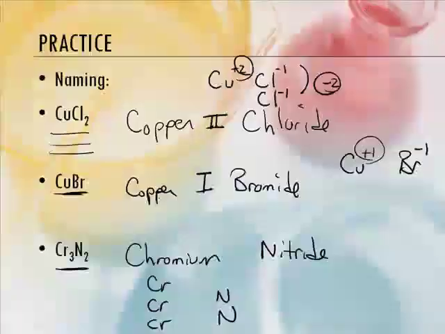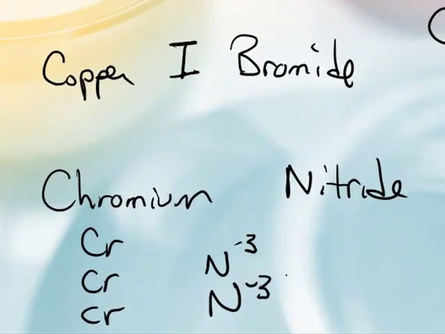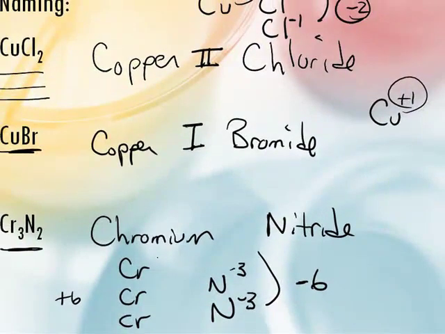Okay, right. So if each N is negative 3, that's a total of negative 6. So, I can do that. Minus 3 and 3 is 6. It is. Negative 3. Yep, so the three pluses also have to add up to positive 6. So this would be chromium 6 nitride. No. No? Well, no. Okay, all three chromiums total have to add up to 6. Oh, okay. So it's going to be plus what? What number times 3 is 6? 2. All right. So each of them would have a charge of plus 2.